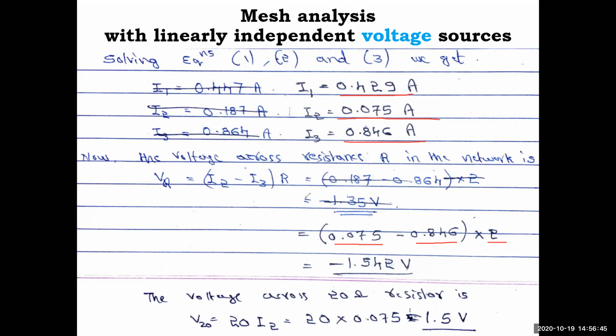Okay, it is by Ohm's law, right? Current into resistance, so minus 1.542 volt. Okay, so if you answer this much, enough. But if the same question, sometimes they will ask you across 20 ohm resistor.